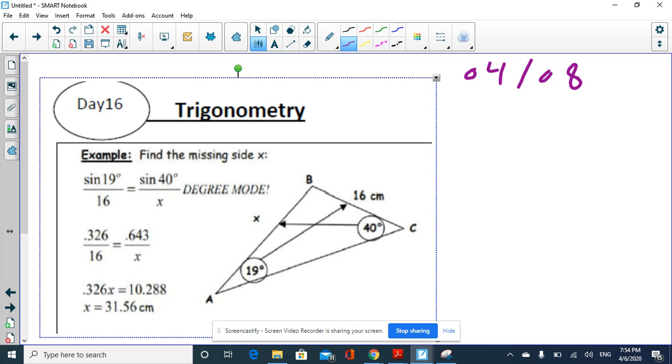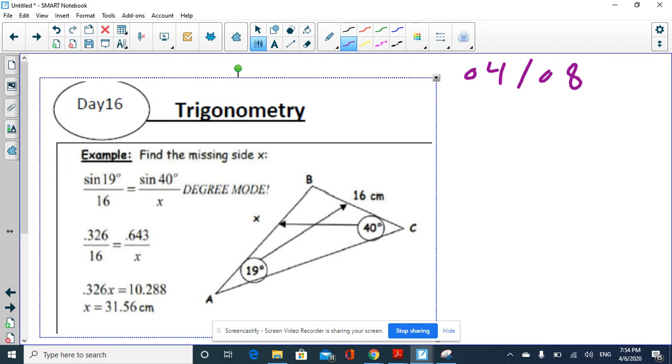Today we are going to work on using the sine rule and cosine rule. Do you remember how to use the sine and cosine rule? If you have right angle triangles, you don't need to use the sine or cosine rule. If you don't have a right angle triangle, like the question in front of us, we have only measure angle C is 40, measure angle A is 19, the length of BC equals 16, and we are looking for X. If you remember the sine rule, we can use the side on the top or the angle on the top. It's up to you.